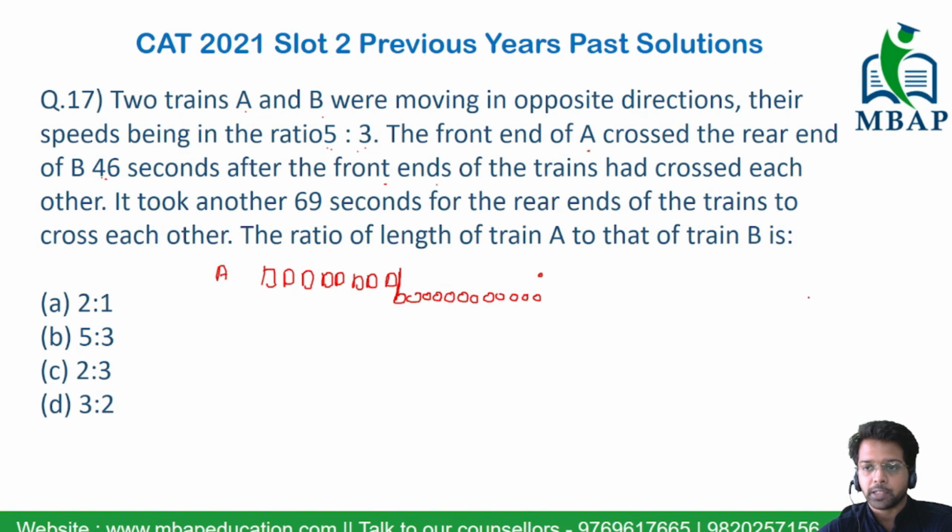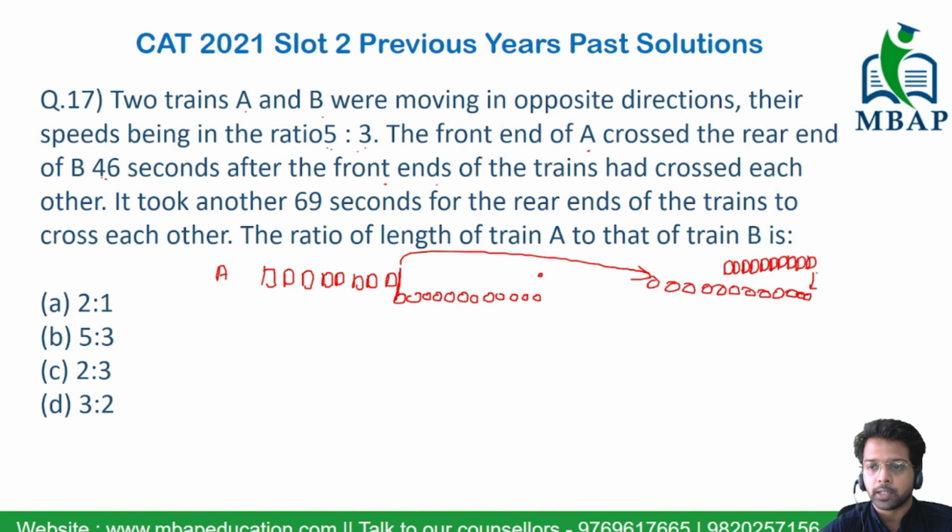So let's say this is my instance 1. Let's make train B in a similar form. And then you have train A where the head of the train is reaching the rear end of train B. From this instance to this instance, how much time is it taking? This is taking exactly 46 seconds. Now let's see instance 2.